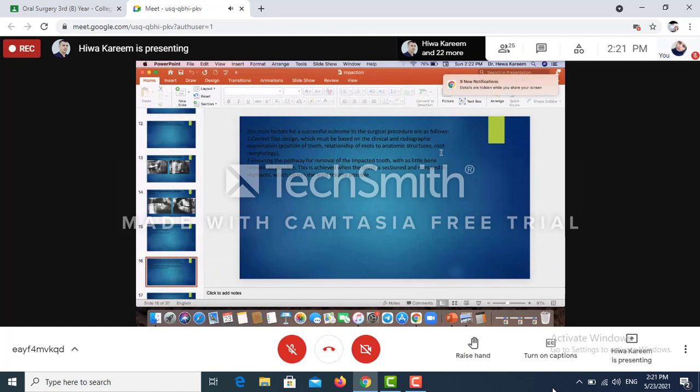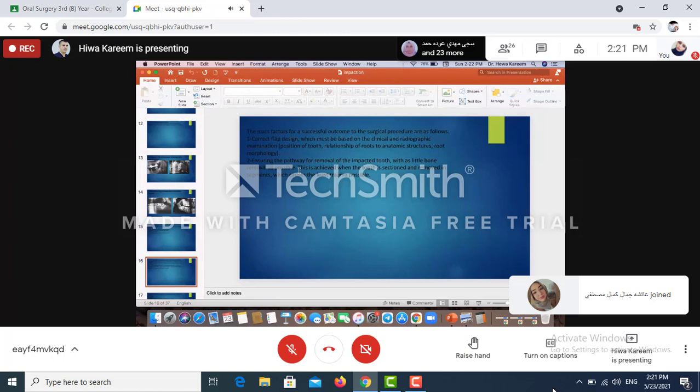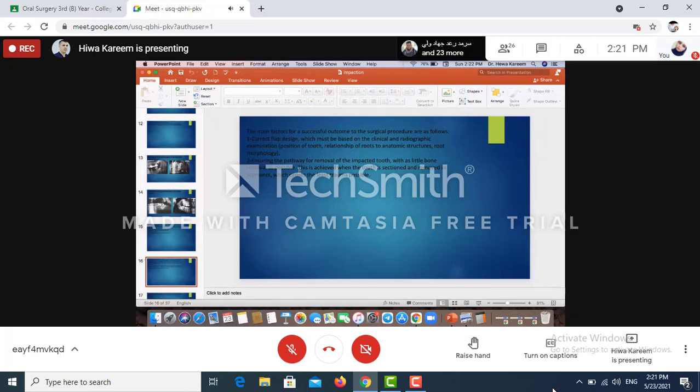Second, ensuring a pathway for removal of the impacted tooth. There must be a space for removal of the tooth, with as little bone removal as possible, because if you remove more bone during the surgical procedure, after the operation the patient complains of severe pain, a large hematoma, and large swelling. As much as possible, you remove less bone during the surgical procedure.